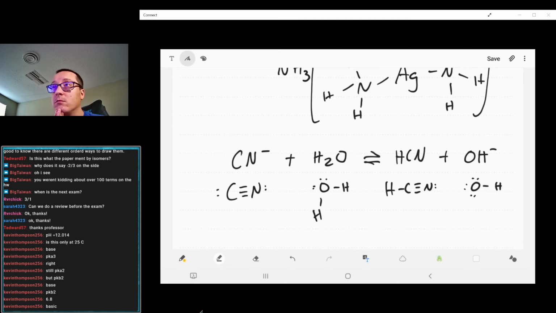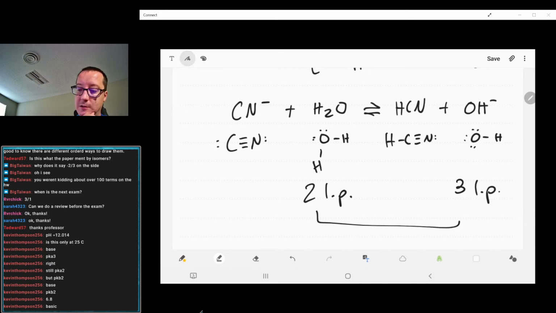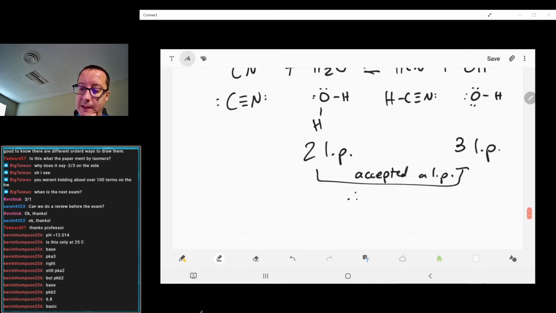That's fair. But we can also explain that in terms of Lewis acid. So remember, a Lewis acid will accept a lone pair. And we can see that water has 2 lone pairs, and its conjugate has 3 lone pairs. So it has accepted a lone pair, therefore it's a Lewis acid.